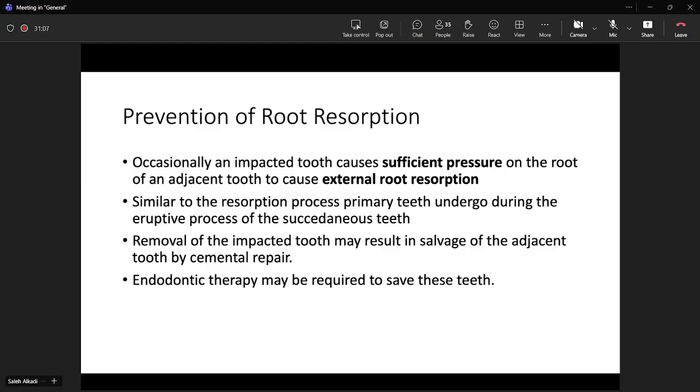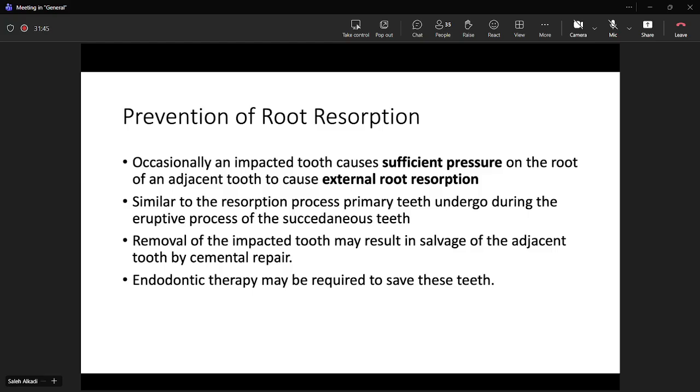Another major indication for extraction of impacted wisdom teeth is to remove or to prevent root resorption of the adjacent tooth. We know sometimes an impacted tooth may cause sufficient pressure on the root of the adjacent tooth. This may cause external root resorption, similar to the resorption process that happens to the primary teeth by the underlying succedaneous teeth. So if you remove this impacted tooth earlier, this may result in salvage of the adjacent tooth by cemental repair of these minor defects caused by the impacted tooth.